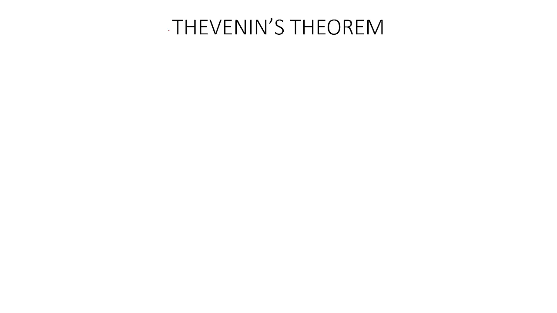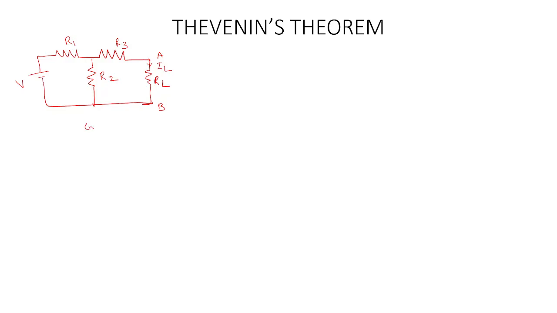In order to understand it clearly, consider a simple circuit. This consists of 3 resistances and a voltage source and a load resistance RL, and here it is R3, R1, R2, voltage is V. We indicate AB across the load resistance, and the current through the load resistance is indicated as IL. So this is the given circuit.